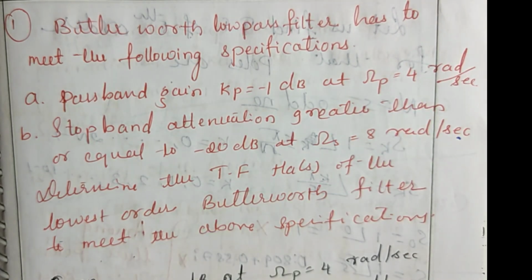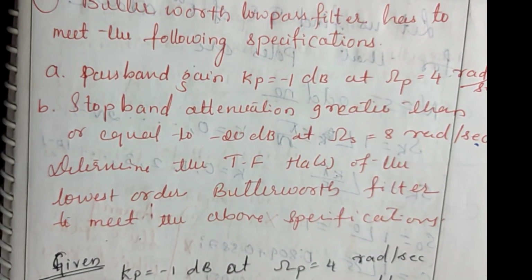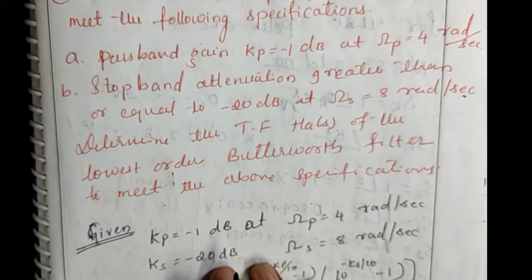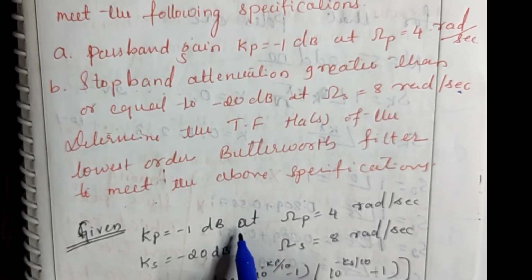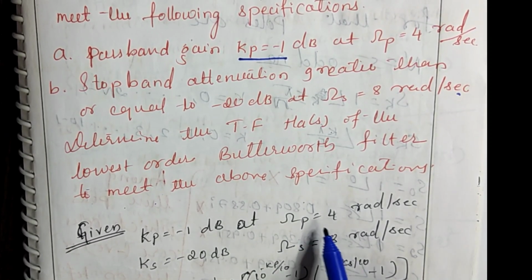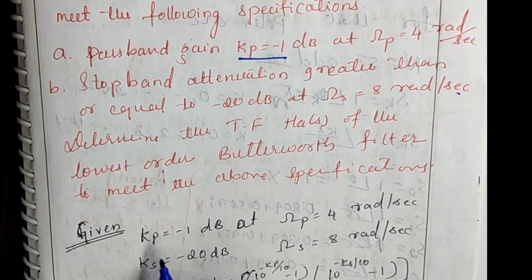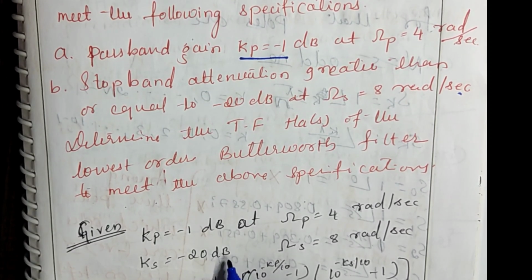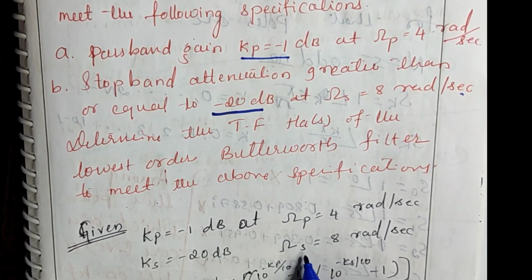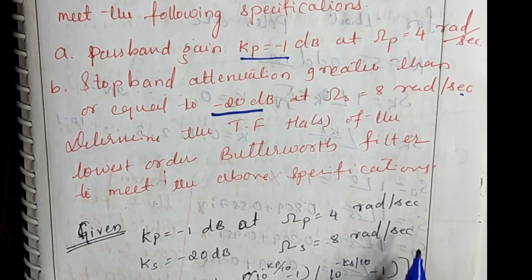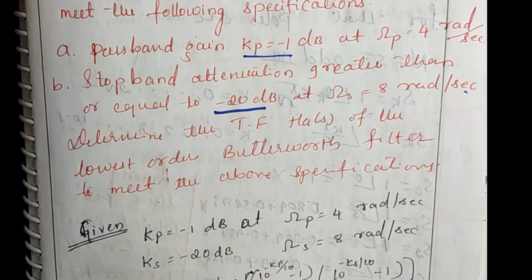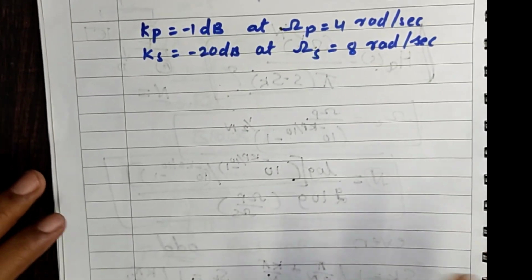Now let us take the data whatever they have provided. Kp is minus 1 dB at ohm P is 4 radian per second. Similarly, Ks is equal to minus 20 decibel, the stop band attenuation, at ohm S is 8 radian per second. So now we will find out the order of the filter. This is the data we have.